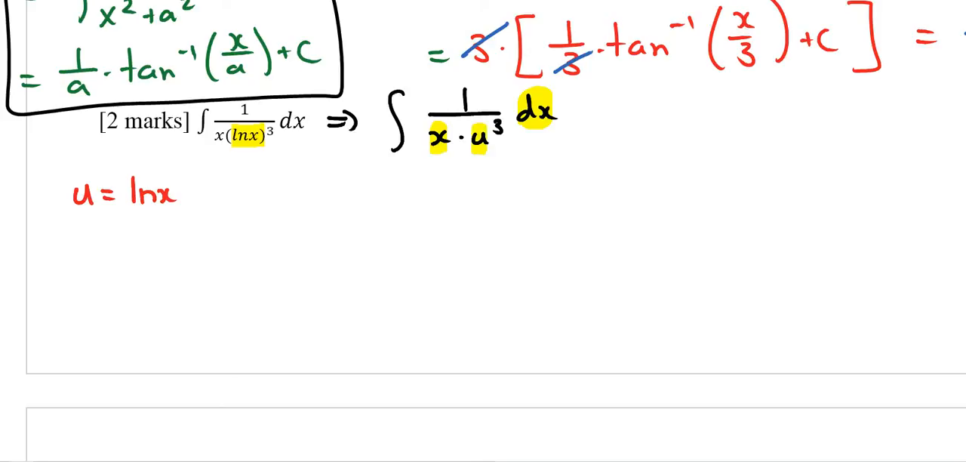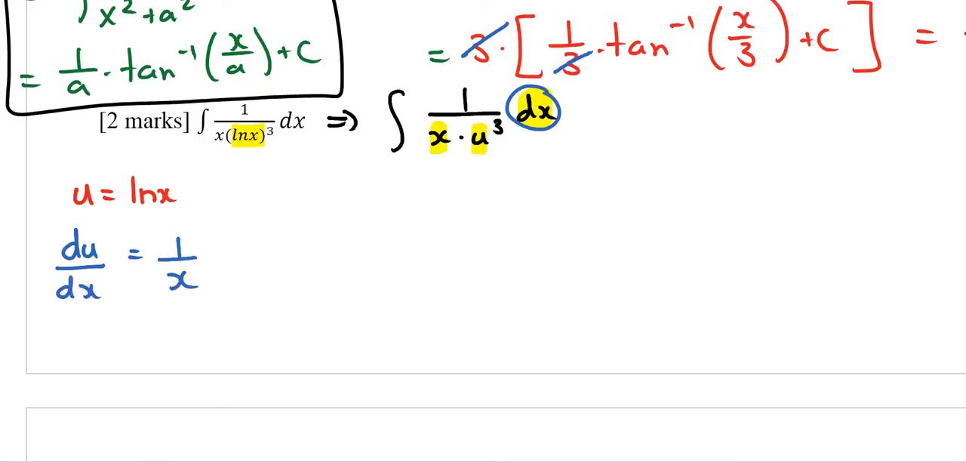So obviously we have some problems there, and we need to make a substitution step here in order to get rid of that bottom x there. In order to do that, one thing I could do is change this dx to a du. So I can take the derivative of u here. So du by dx is going to be 1 over x.